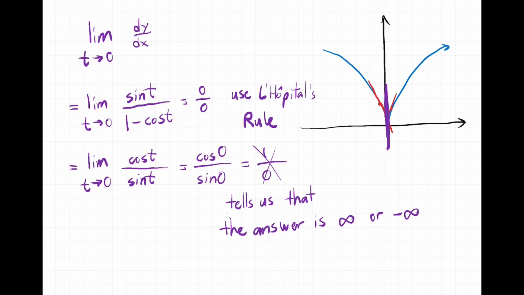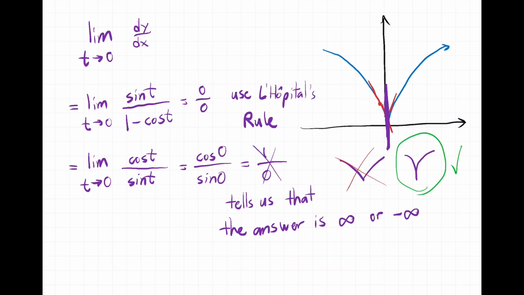So what that tells us is we don't have a cusp that looks like this. We have a cusp that looks very sharp, where the tangent line is vertical. So it's not a sort of shallow cusp that has some defined angle. It's a very sharp cusp, where the tangent line approaches a vertical line as you get closer and closer to that cusp.